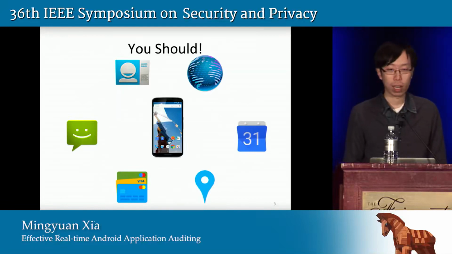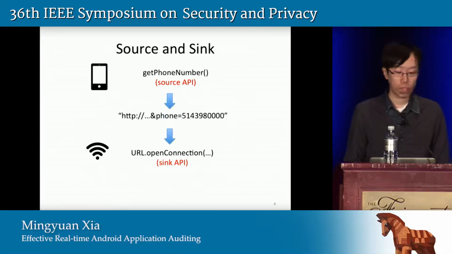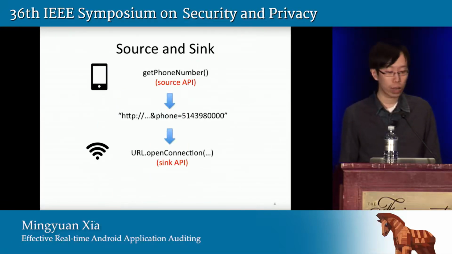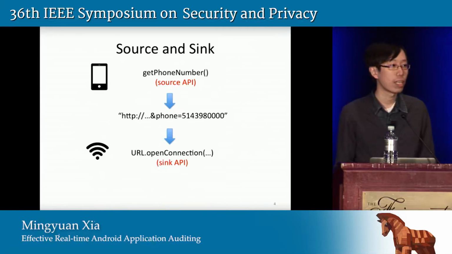Data leaks are commonly related to a source and a sink. For example, an app can get the phone number from a source API. Then it can transform this phone number into a URL, and then call URL.openConnection to leak it.